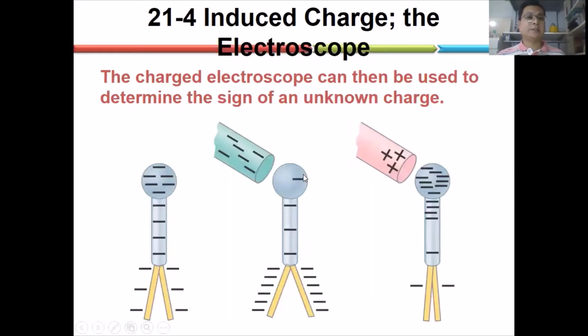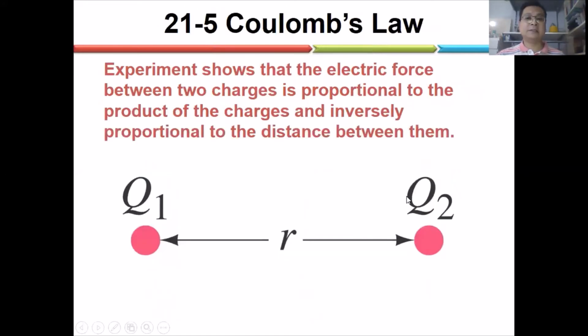So the charged electrode can be used to determine the sign of an unknown charge. So if negative to negative, the electrode cannot be charged. But if we give the two types of electrical charge, electron and proton, the electrical charge can be seen here.